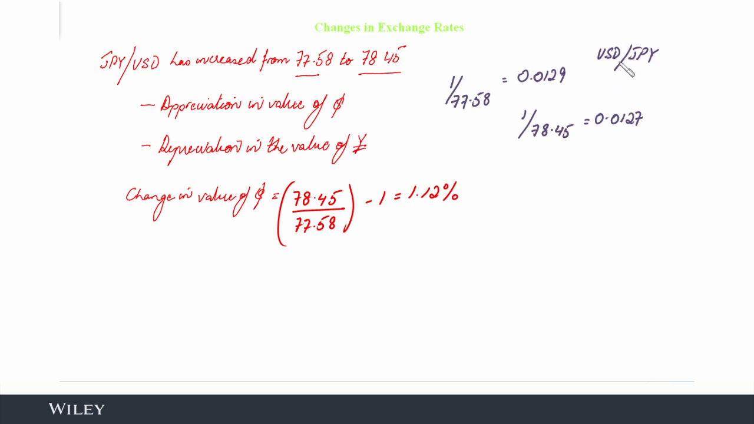So what we see here is that the US dollar per Japanese yen exchange rate has fallen from 0.0129 to 0.0127. So 0.0127 divided by 0.0129 minus 1 tells you that the Japanese yen has depreciated by 1.55% against the US dollar. Note that the percentage increase in the value of the dollar against the yen is not equal to the percentage decrease in the value of the yen against the US dollar.